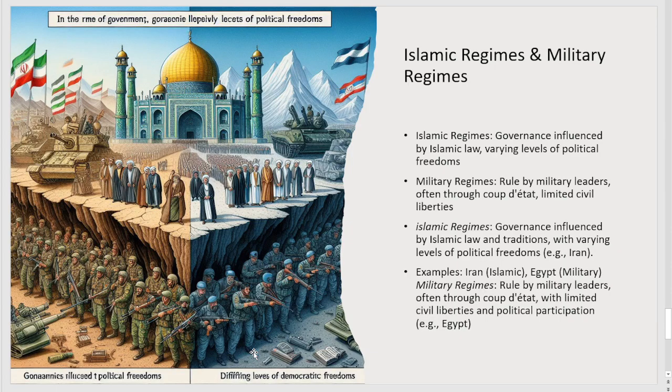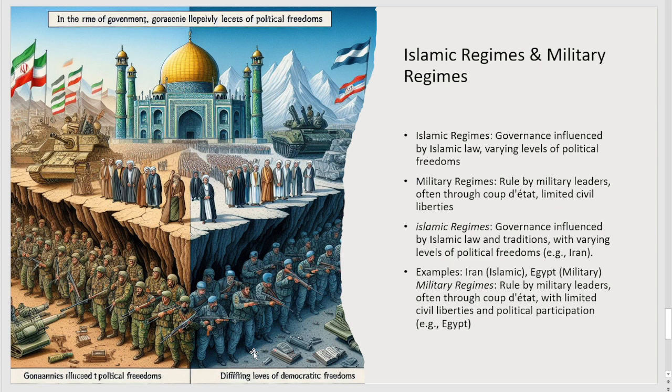And the next is Islamic regimes, or rather combined Islamic and military regimes. Islamic regimes are grounded in Islam, which is not simply a religion but a way of life that defines correct moral, political, and economic behavior for individuals and nations alike. So governance is influenced by Islamic law, with varying degrees of political freedoms, but very much guided by Islamic law.